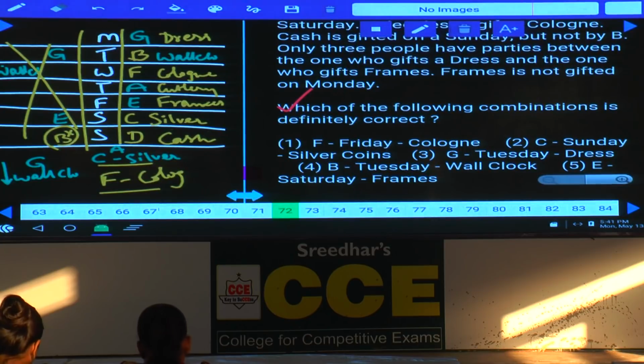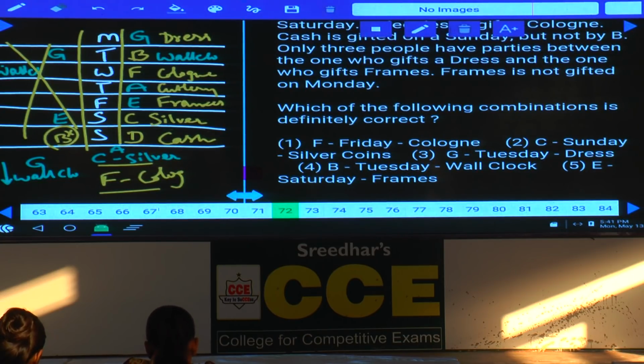Choice 1. Then question number 72, which of the following combinations is definitely correct? Now F Friday colon, that is false. C Sunday silver coins, that is also false. G Tuesday dress, that is false. Next one, B Tuesday wall clock, that is definitely true, that is choice 4.